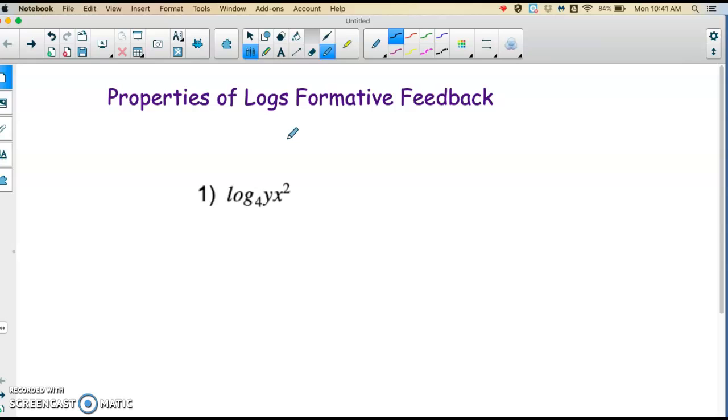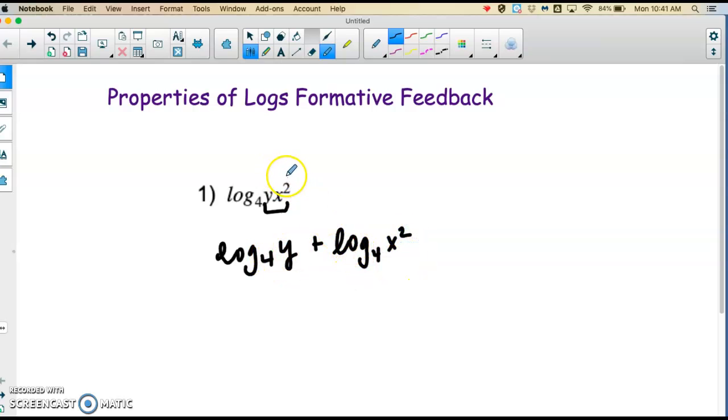So the first one looked like this. So if you notice, y times x squared. So that's being multiplied there. So anytime you're multiplying your amounts right here, you're going to add your logs. So we know that. So we have log base 4 of y plus log base 4 of x squared.